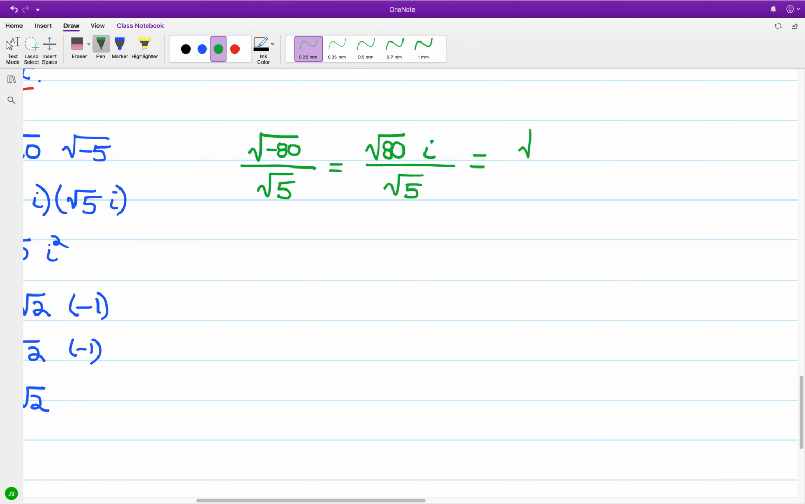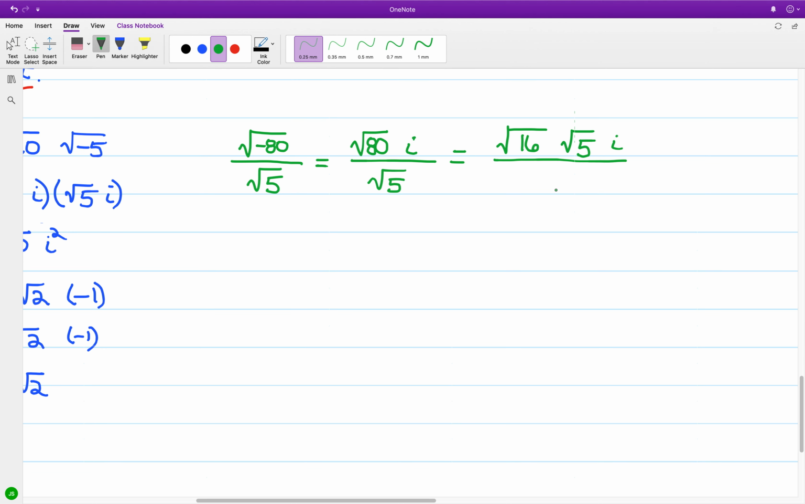And for the square root of 80, the highest perfect square that is divisible into 80 is going to be 16. So we can say we have the square root of 16 times the square root of 5 times i, all over the square root of 5. And here we have square roots of 5 to cancel out. Square root of 16 is 4, and we have times i. And so that is going to be the reduction in this particular regard.